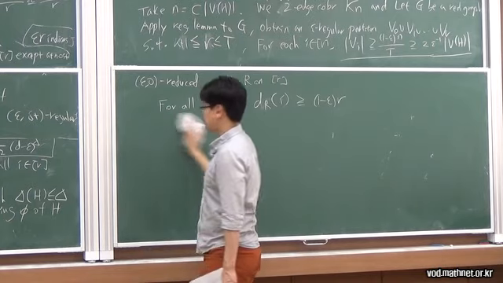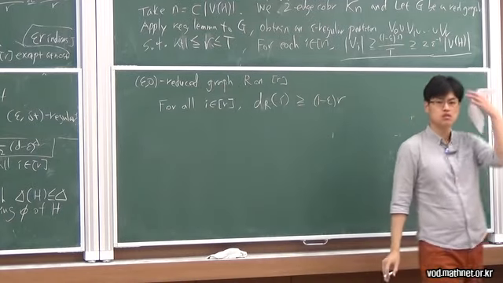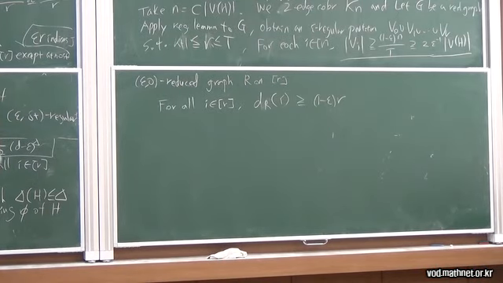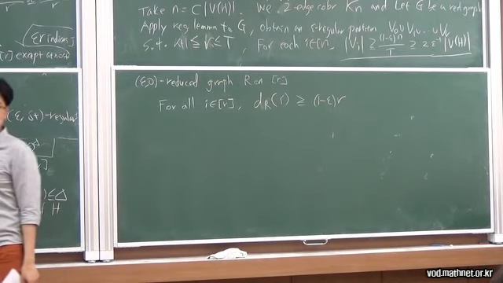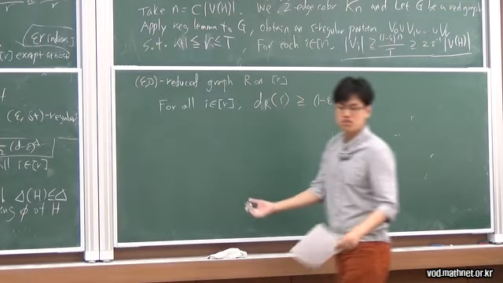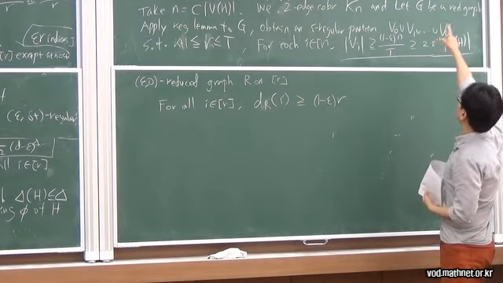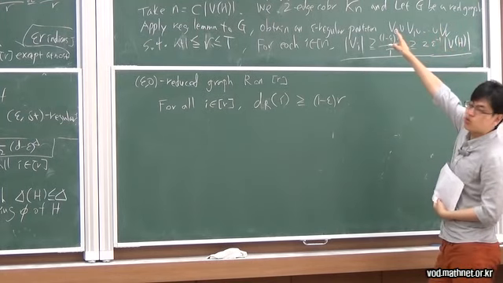Can I ask you something? Yep. What is capital N? Capital N is this capital N so that we can apply the regularity lemma. It makes sure that N is large enough so we can apply the regularity lemma. So, and what do we know? Epsilon is smaller than 1 over K.